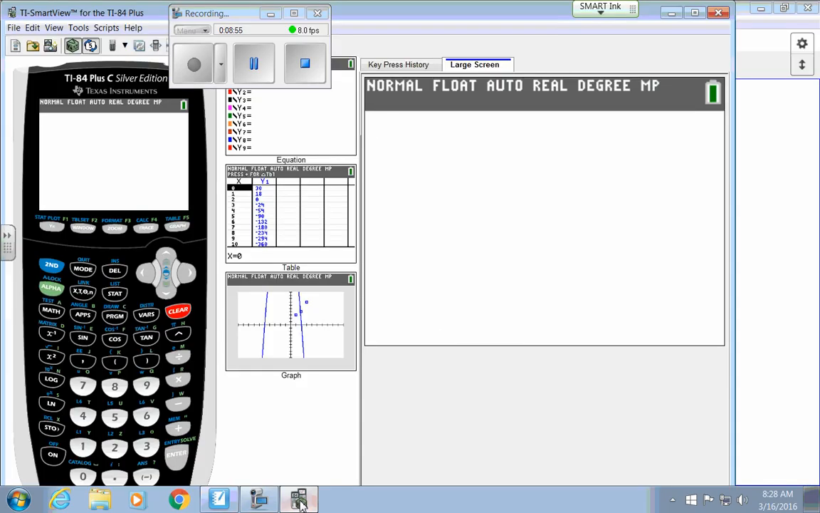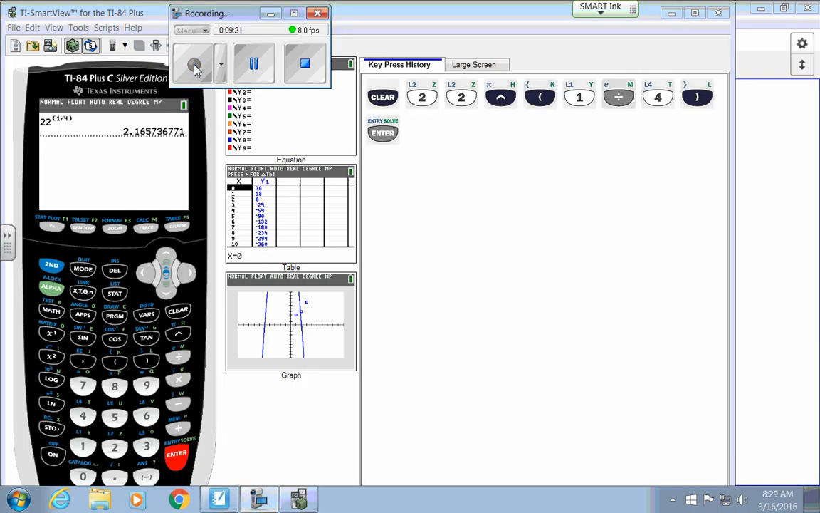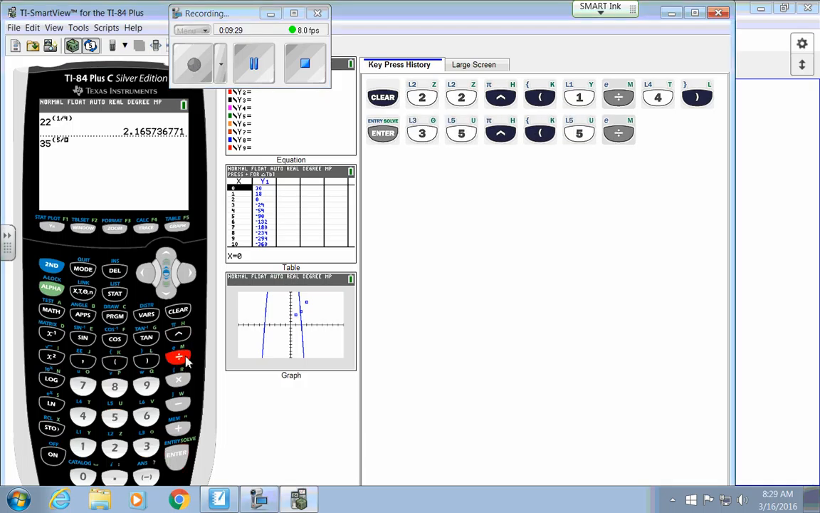And so we'll show you how to do it using the rational exponents first. And this is probably the easiest, but the first one was 22 to the 1/4. So I'm going to go 22, and then I'm going to hit my caret button. And then I'm going to put parentheses in, 1 divided by 4. And then there's my answer. So it'll be approximately 2.17. The next one, same thing. We'd have 35 raised to the 5/6. So it's going to be 5 divided by 6. And that one's going to be approximately 19.35.